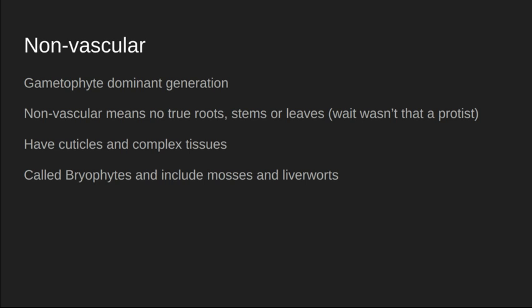Now, plants differ in which generation is dominant. Non-vascular plants, the gametophyte is the dominant generation. Non-vascular just means that they don't have any true roots, stems, or leaves. But wait, wasn't that a protist? Well, the difference is they do have cuticles and complex tissues. And I'm not talking about your nail beds. Remember, cuticles are that outer tissue that's on what we saw on the leaf when we were talking about photosynthesis. They're called bryophytes, and they include mosses and liverworts.